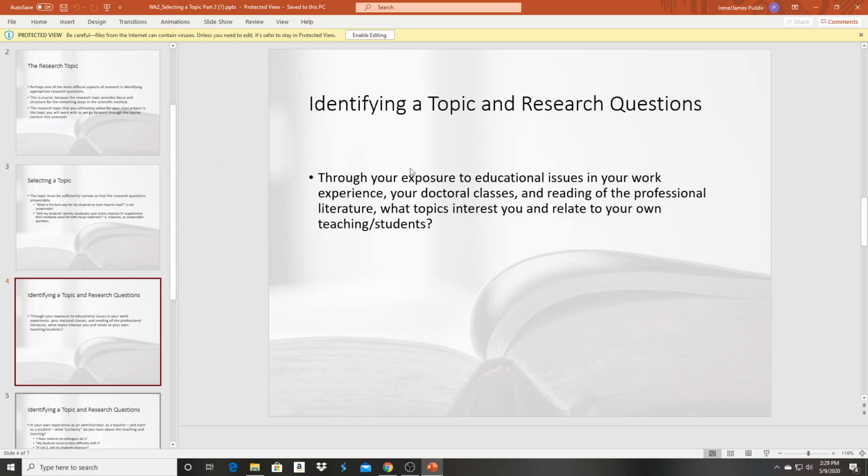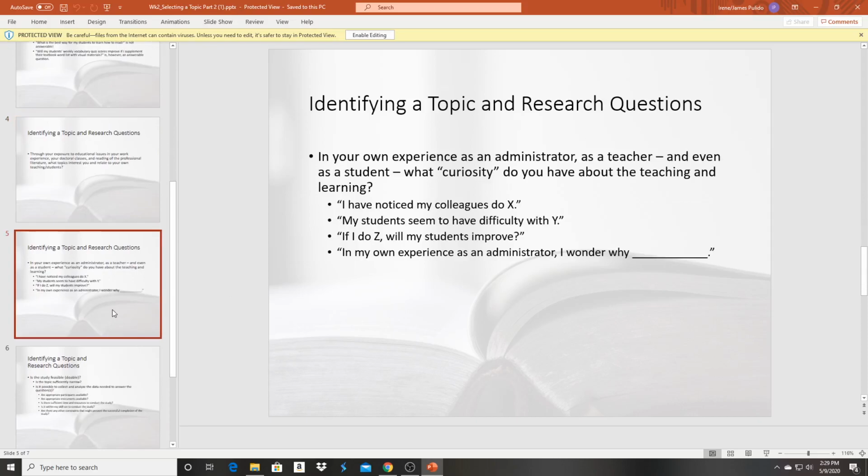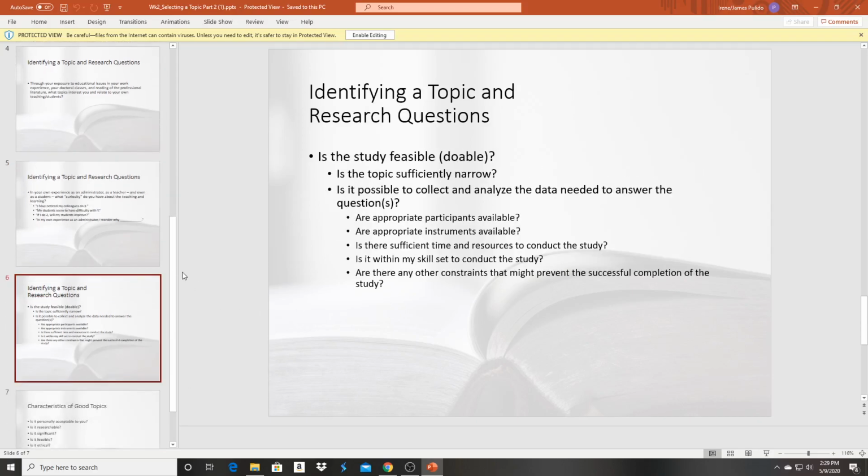All right, identifying a topic: look through your experiences and your readings. In your own experiences as a business person or as an administrator, you can say, I have noticed my colleagues do this, my employees or students seem to have difficulty with this. If I do Z, my students or employees improve, and in my own experience as an administrative manager, I wonder why. Those are all good topics.